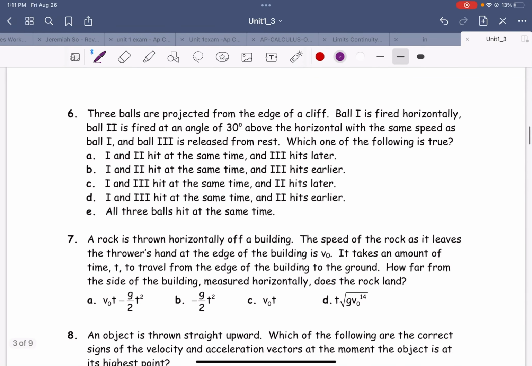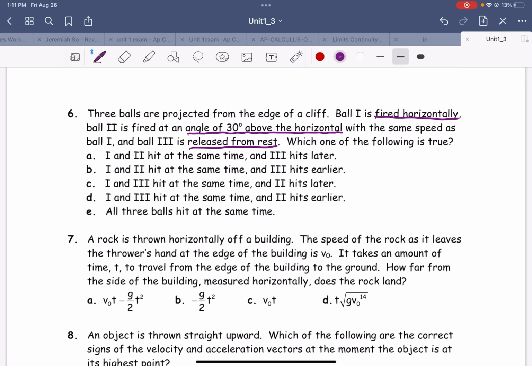Now let's move on. Number 6, 3 balls are projected from the edge of the cliff. Ball 1 is fired horizontally. Okay. And ball 2 is fired at an angle of 30 degrees above the horizontal with the same speed as ball 1, and the third one is released from rest. Okay, that means initial velocity 0. So which one is true?